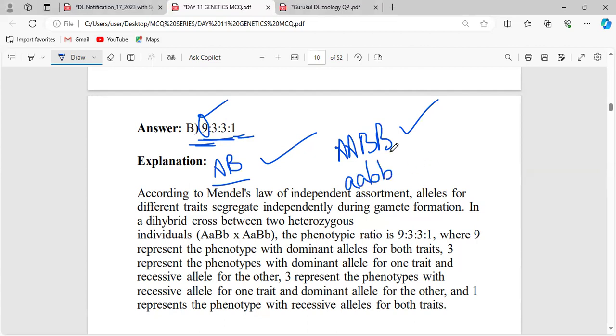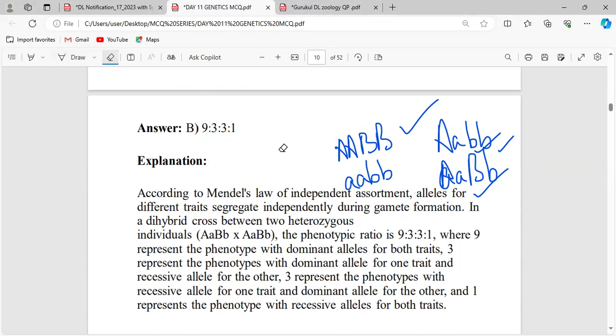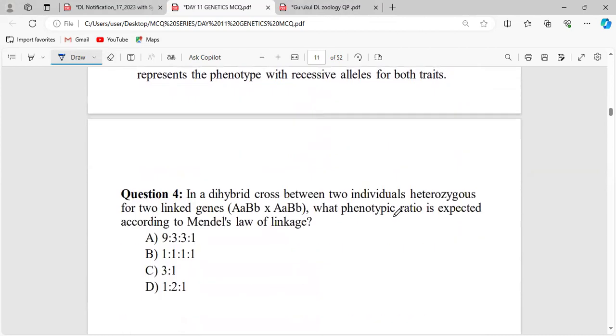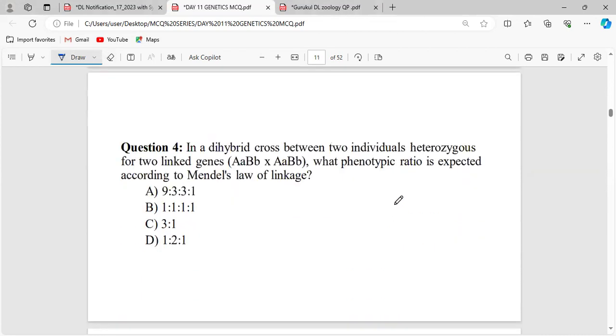And this 3 is for one combination, and this other 3 is for the other combination. These two 3s are heterozygous: one character is dominant and the other character is recessive. So you have to be aware of all the statements, how they are asking and what they are asking.